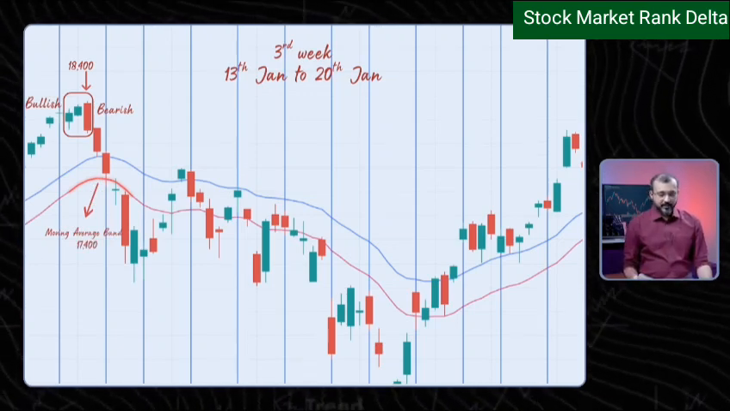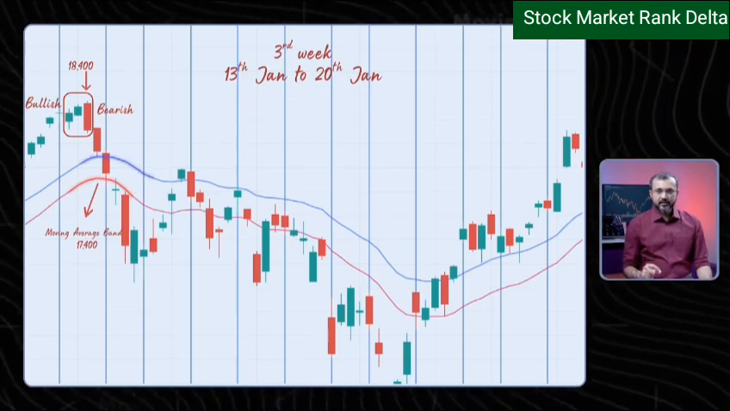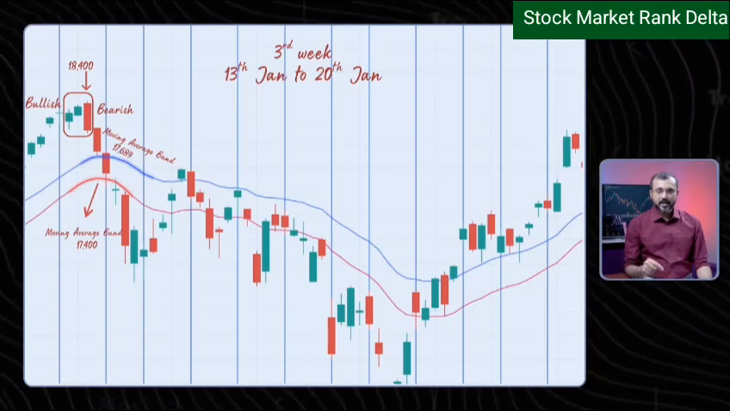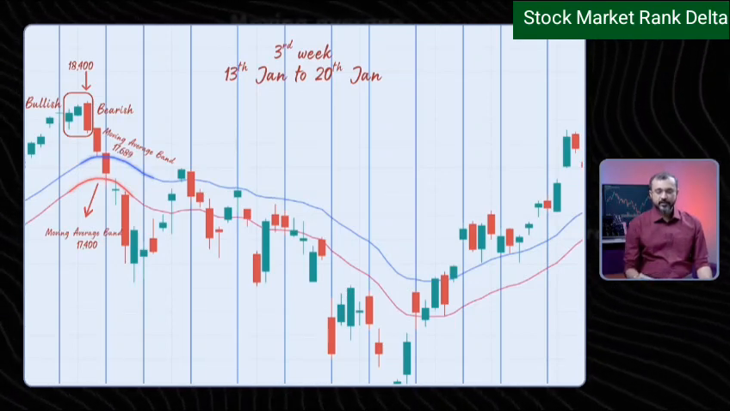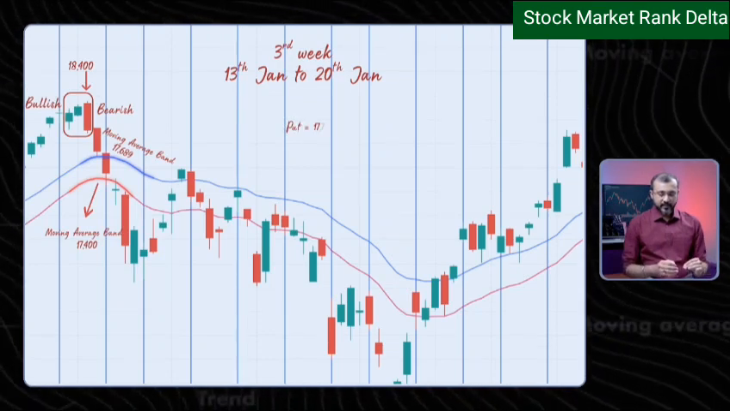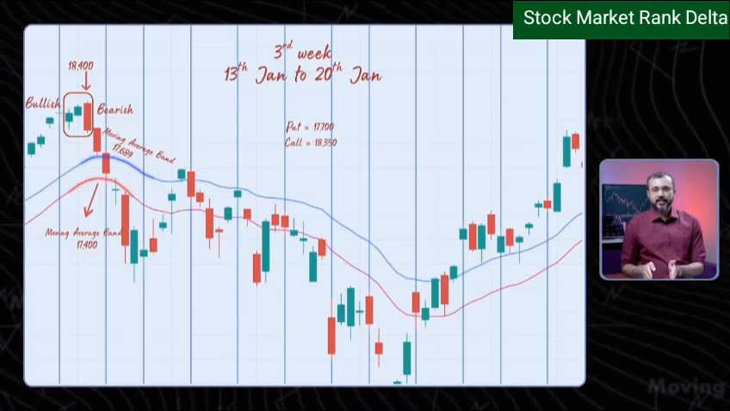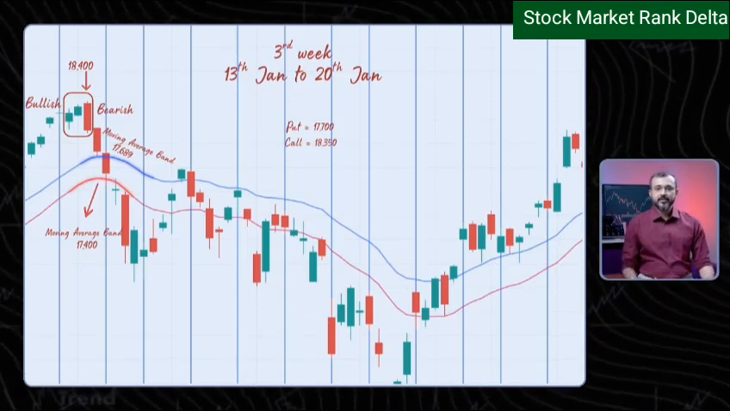So if we see the lower band, the moving average band is at 17,689 and market structure high is at 18,350. So we can select 17,700 put and 18,350 call if we are trading a strangle.